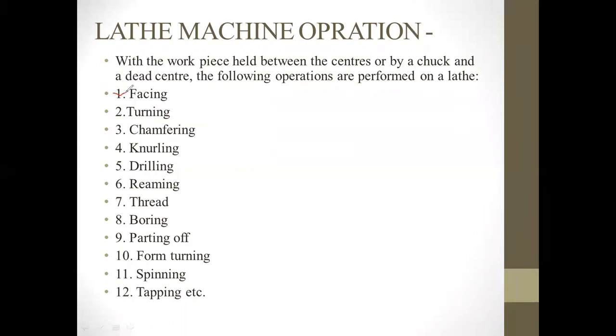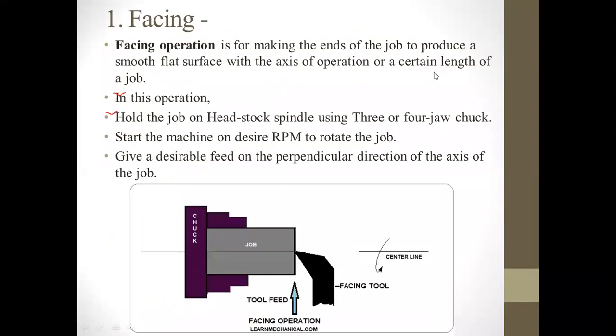The first one is facing, second is turning, next is chamfering, fourth is knurling, next is drilling, reaming, and next is thread cutting, boring operation, parting off, form turning, spinning, and tapping operation, etc. These operations are done on the lathe machine, and we will see them. First one is the facing operation.